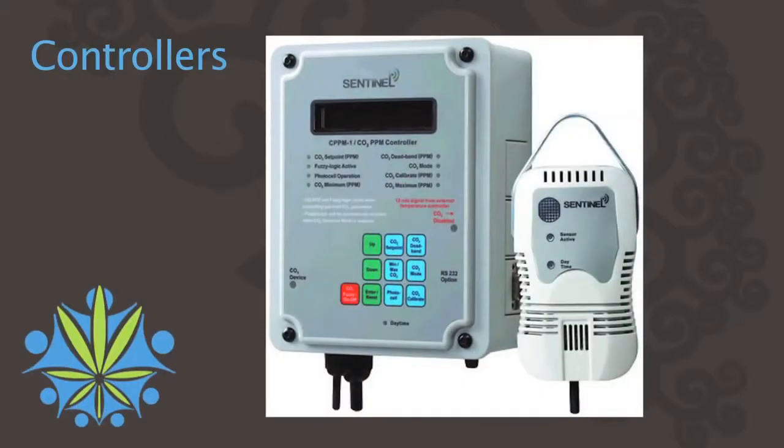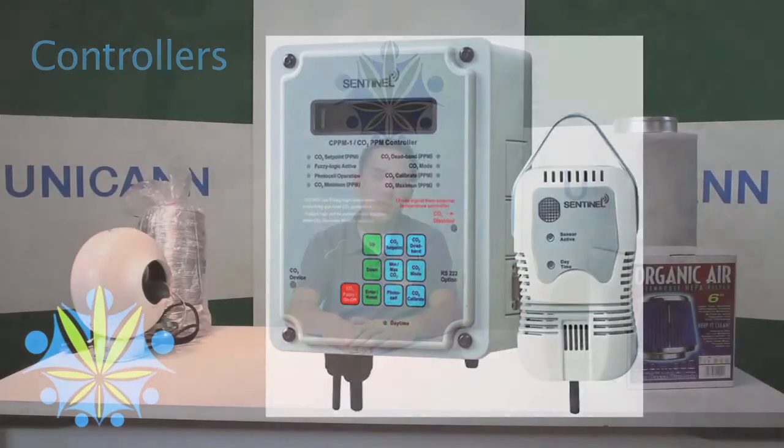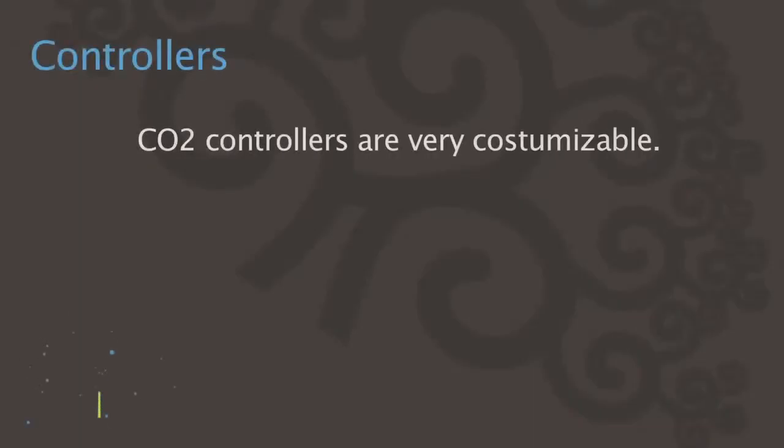When you look at it, this one's made by Sentinel, and it has a photocell on it, which tells it whether it's day or night. You can set it so that it's not on during the nighttime hours and it will never turn on. It also has a CO2 set point, which is what you set the parts per million to be at. Basically this CO2 controller is going to turn the CO2 generator on and off to maintain whatever parts per million you set it at.